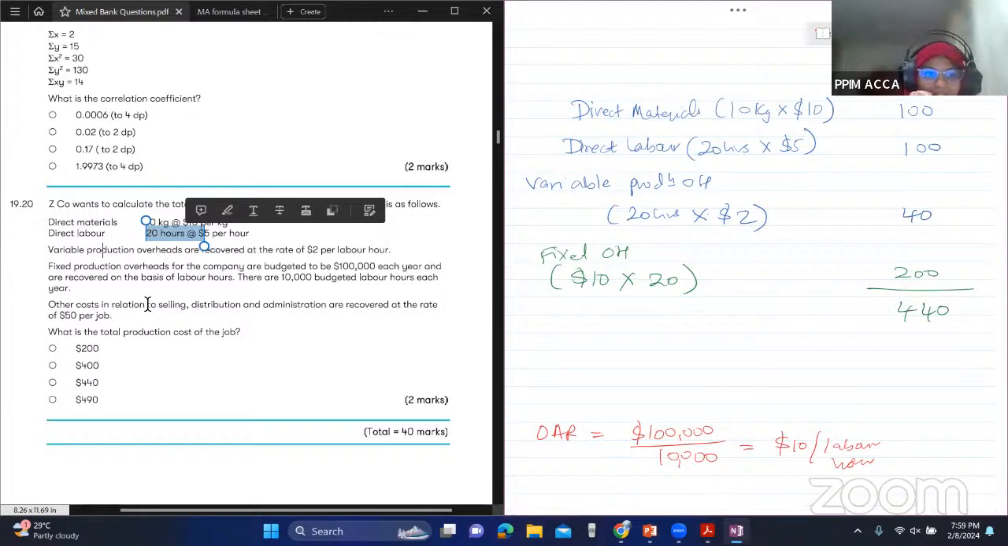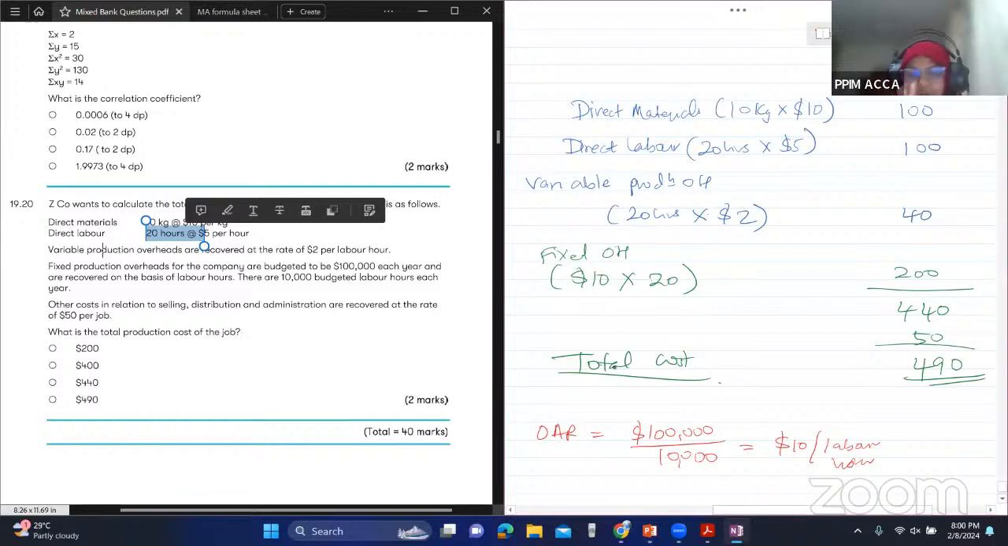But other costs in relation to selling, distribution, and administration are recovered at a rate of 50 per job. They're asking the total production cost of a job. So when it comes to job costing, we include selling, distribution, and admin overhead as well. So the 50 you will also have to add here, and you will get 490. This is the total cost. Right. So the question is saying, what is the total production cost? I hope I did not confuse you. When it comes to the total production cost, this is correct.